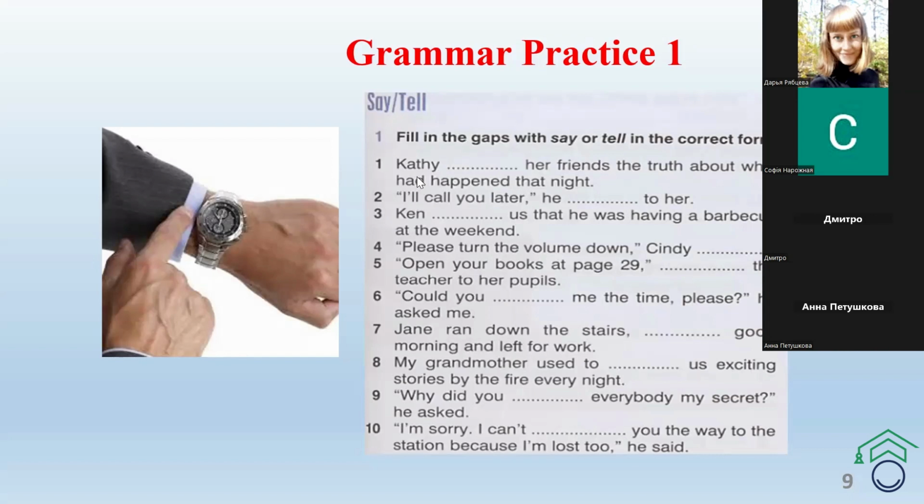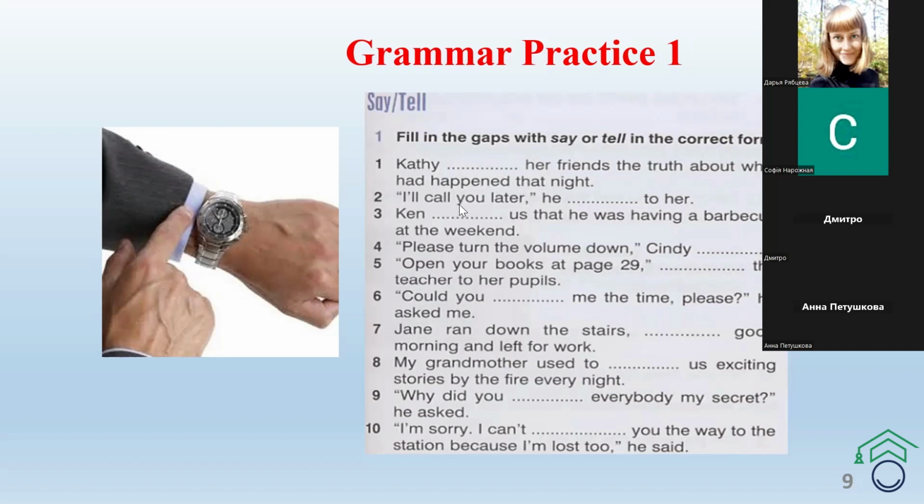Her Fritz the truth about what had happened that night. That night, yeah, had happened. That past night. Perfect. So we have to say Kathy told, yeah, past simple. Kathy told her friends the truth. Told. Yes, you're right, Dasha. Sonia, you're right. This is a set expression, tell the truth. Yeah, we always use tell in this expression, told the truth.